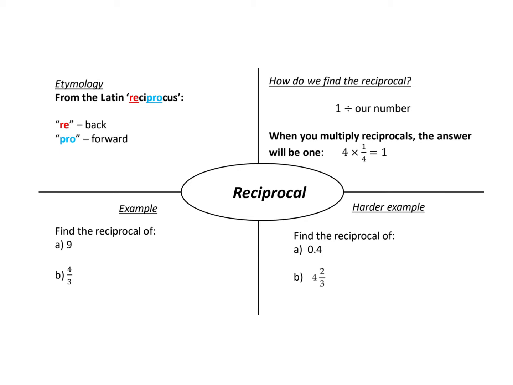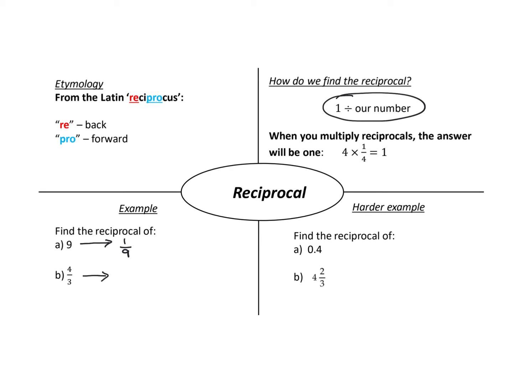If you look in the bottom left, find the reciprocal of 9. Well, remember, it's 1 divided by our number. Our number is 9, so the reciprocal of 9 will be 1/9. For part B, it's a little bit different. Find the reciprocal of 4/3.